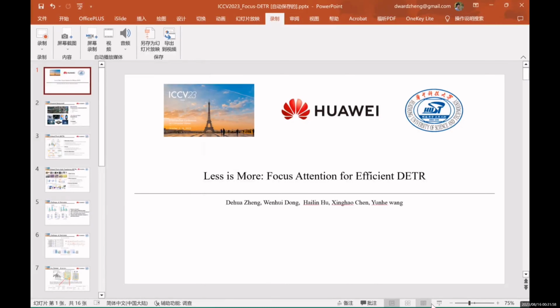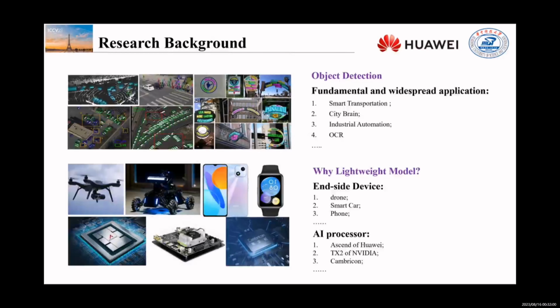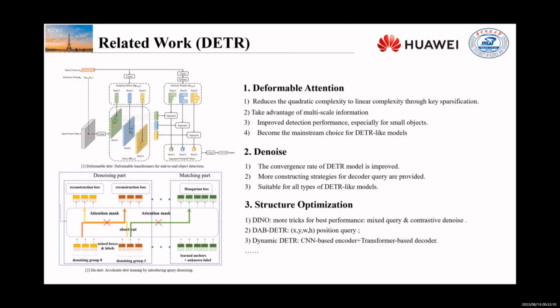Title: Less is More. Focus Attention for Efficient DETR. Object detection is crucial in CV, and to meet performance constraints on edge devices and AI chips, lightweight models are vital. Transformers have revolutionized object detection, leading to several DETR-like models.